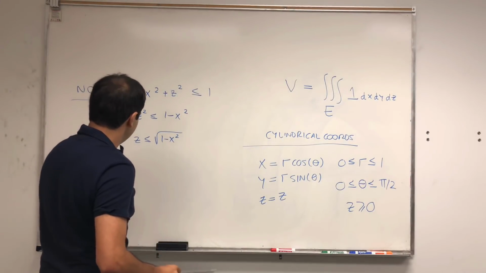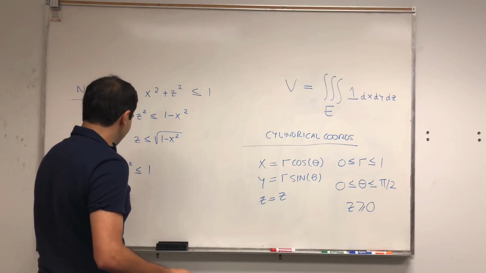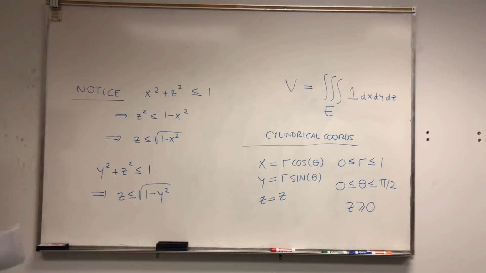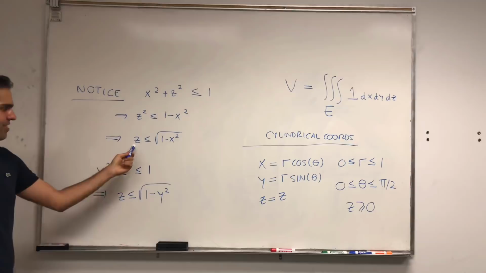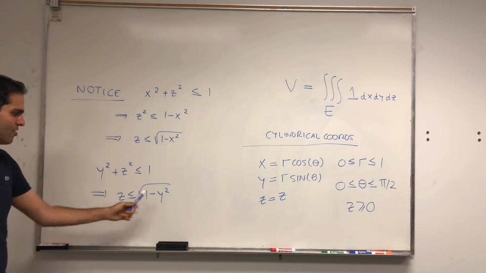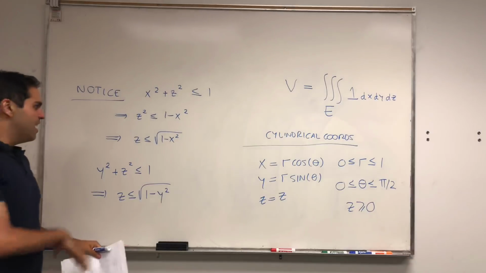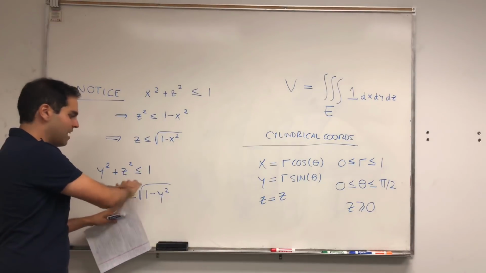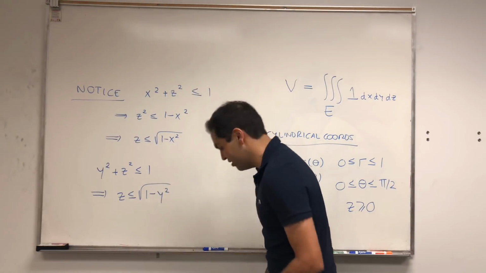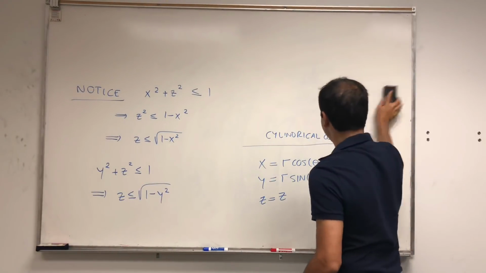So y squared plus z squared is less than or equal to 1. In an analogous way, this gives us z is less than or equal to 1 minus y squared. So we are actually given two pieces of information: z is less than or equal to the square root of 1 minus x squared, and also z is less than or equal to the square root of 1 minus y squared. In particular, z has to be less than or equal to both of them. That's very important. This helps us give an even better estimate.